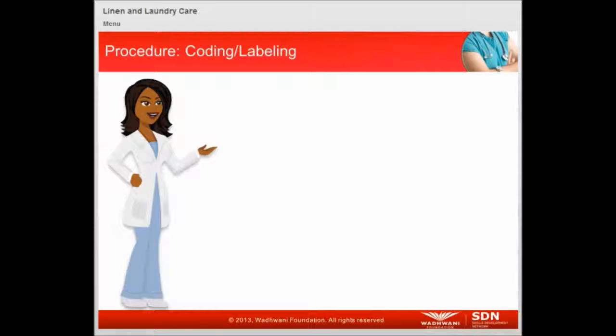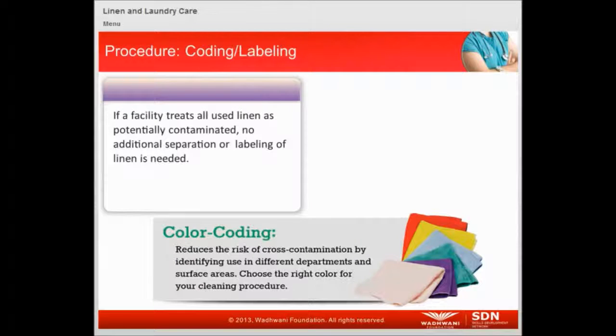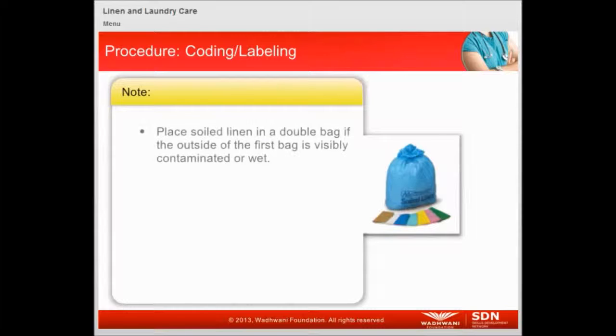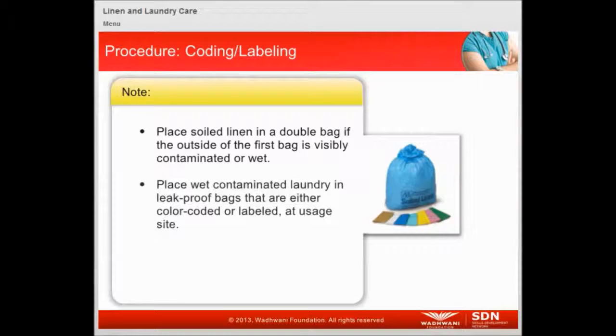Now let's look at the linen care procedure. If a facility treats all used linen as potentially contaminated, no additional separation or labeling of linen is needed. If standard precautions for contaminated linen are not followed, then some identification with labels or color coding as per your hospital policy is required. Also note that you should place soiled linen in a double bag if the outside of the first bag is visibly contaminated or wet. Place wet contaminated laundry in leak-proof bags that are either color-coded or labeled at usage site.